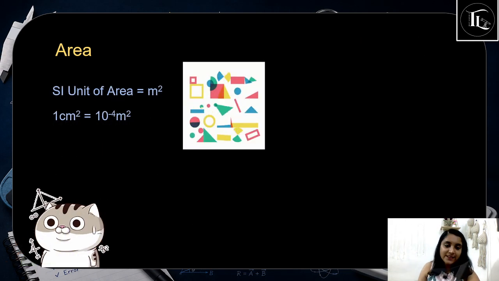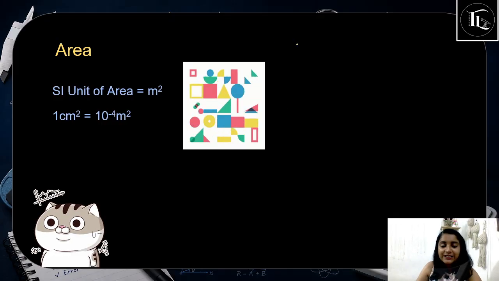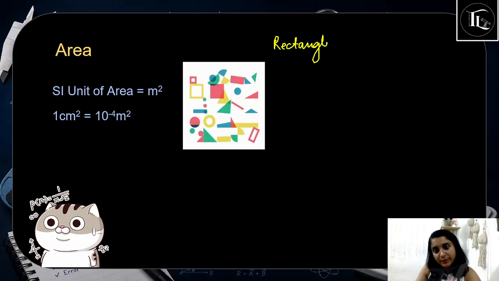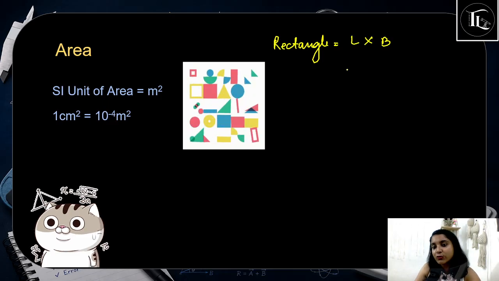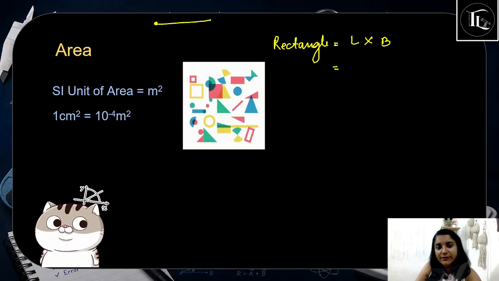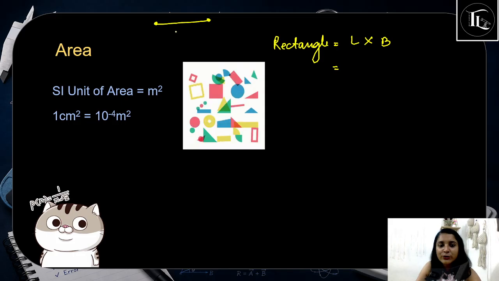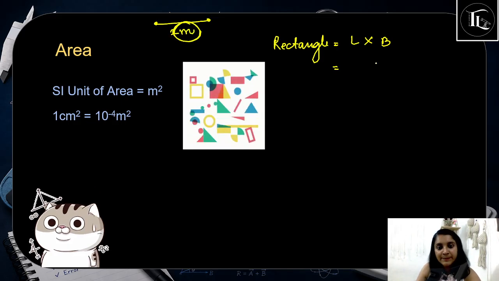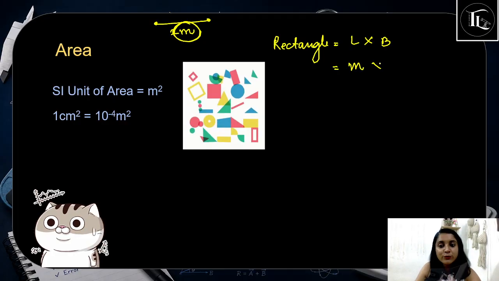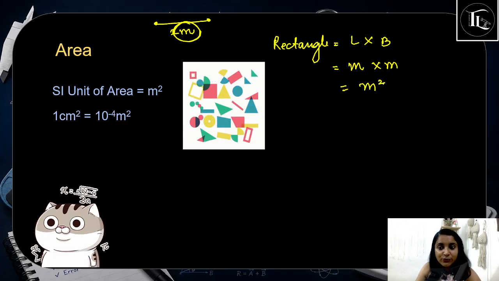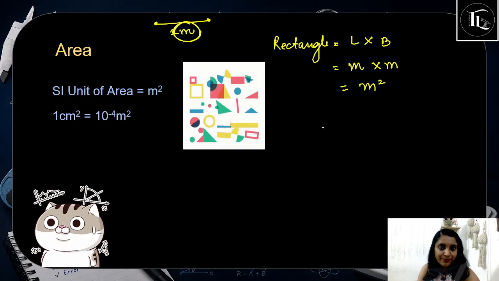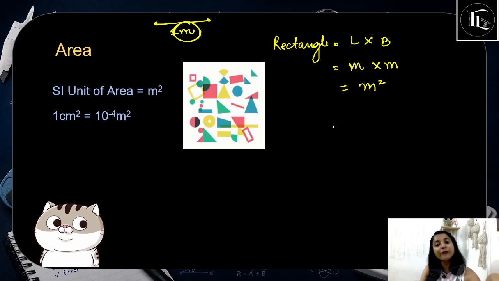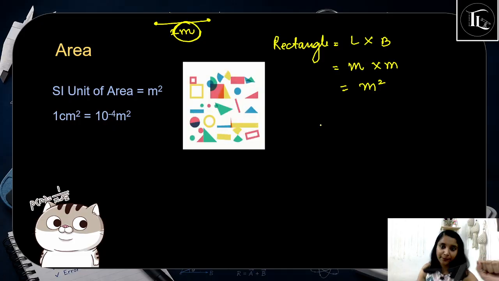Now comes the units, SI unit of area. Take any formula, let us say for a rectangle. You know it is length into breadth. For any length, even if it is 2 meter, 5 meter or something, its unit is meter. So for any length, it will be meter. So the SI unit will be meter square. Okay, so centimeter square, meter square, kilometer square, all of these are the units of area.